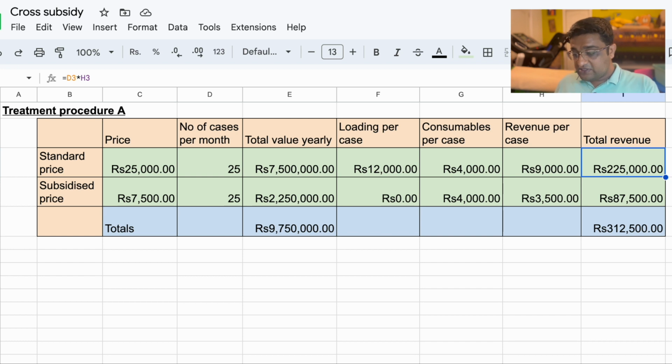Whereas in the same number of cases, the paid cases give you a good revenue, whereas a subsidized pricing gives you lesser revenue. Now, this is the basic fundamental of how it works. So, what is wrong with this entire system? This system has been working well for many years in various sectors.